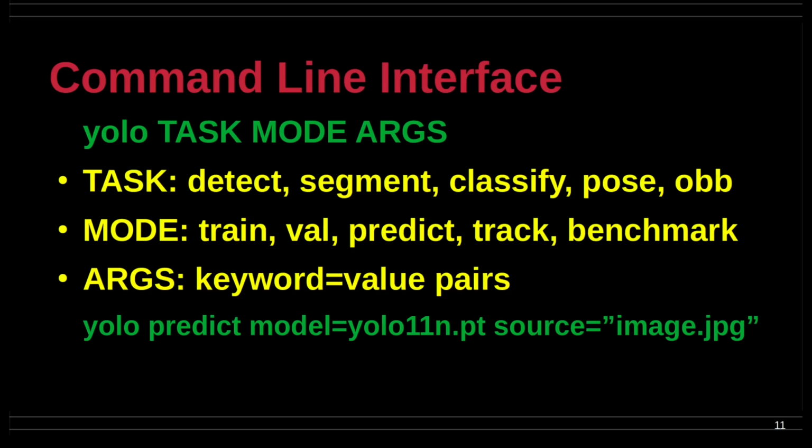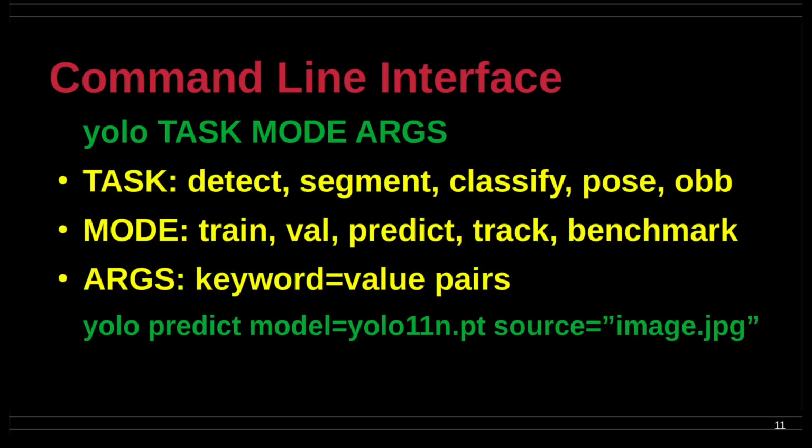Check out the CLI guide to learn more about using YOLO from the command line. The basic syntax for the command is shown on the slide. It is YOLO followed by a task and a mode and then the optional arguments. The task parameter can be any one from the list. Similarly, the mode parameter can be any one from the list, subject to its availability for the chosen task. There are too many options in the args parameter to discuss on a single slide here. Please consult the Ultralytics documentation for the details.